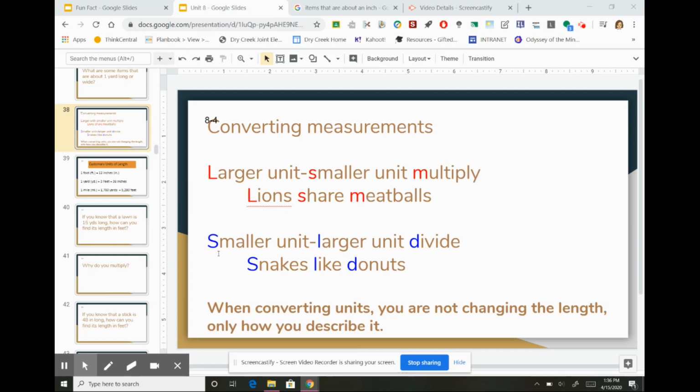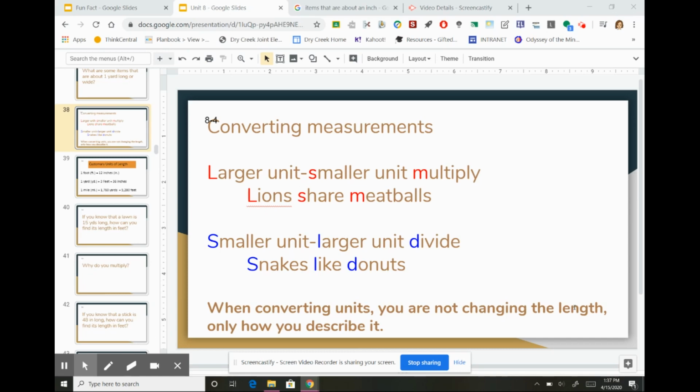If we're going from a smaller unit to a larger unit, you divide. So the S in smaller, snakes, larger like donuts. Snakes like donuts. Okay, if we're going from a smaller unit to a larger unit, we divide. Snakes like donuts.